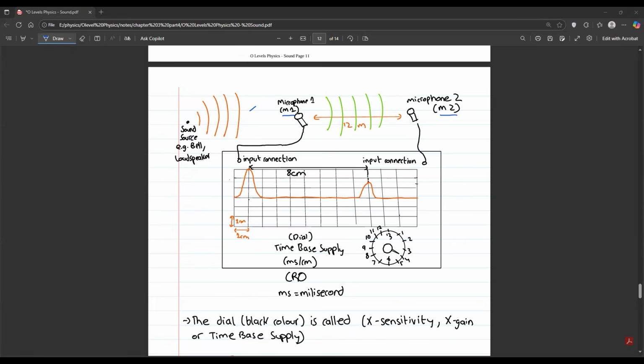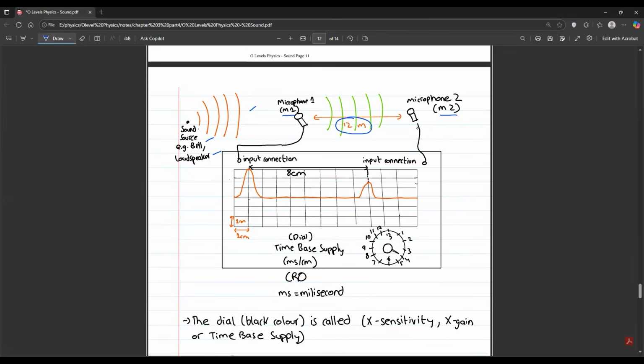ओके. क्या करेंगे सर यहाँ पे? देखो, इस एक्सपेरिमेंट को मैं शुरू से समझा देता हूँ. You take a sound producing source, you have microphone 1, you have microphone 2. दोनों माइक्रोफोन्स के बीच का डिस्टेंस मेजर कर लिया, that is 12 meters. This is the sound producing source, let's say a loudspeaker, a bell, anything. This is the first microphone, second microphone, both connected to the CRO. Distance between both is 12 meters.